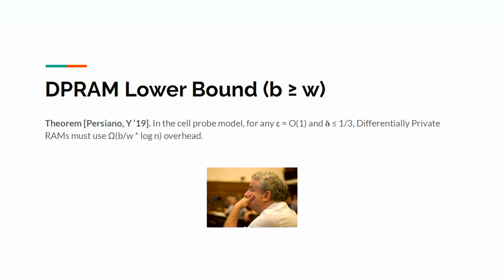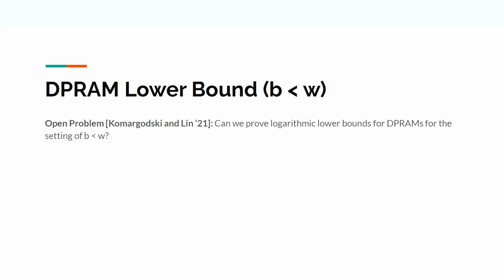For differentially private RAMs, my co-author Pino and I showed a couple of years ago that in fact, you still need logarithmic overhead in the cell probe model for differentially private RAMs, but with the same restriction that the array entry size B, or the output size, is at least the word size. So the next natural question is: what happens when you have a differentially private RAM, but the array entry is much smaller than the word size? In fact, before our work, this wasn't known.